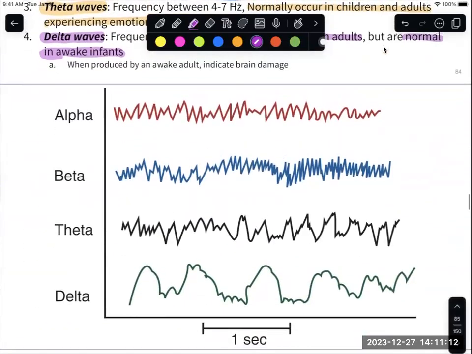So this shows what these different waves look like. You can see in the alpha waves, when somebody is just relaxing, they're not mentally stimulated, versus the beta, these people are mentally stimulated. These waves are moving much quicker. Those theta waves are found in children or adults under emotional stress. And then these delta waves, when we're sleeping or in an infant.